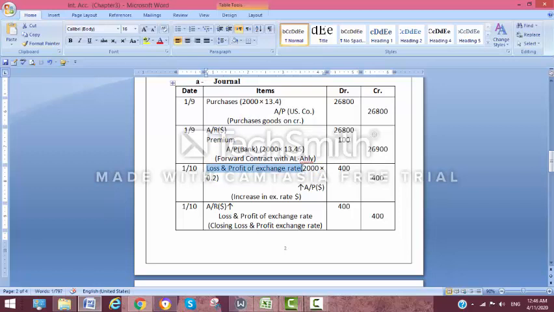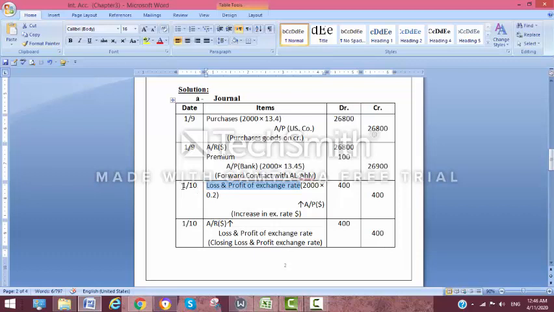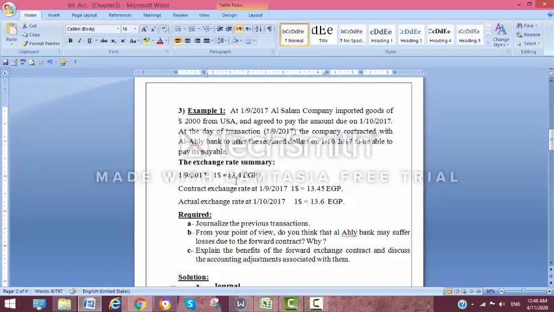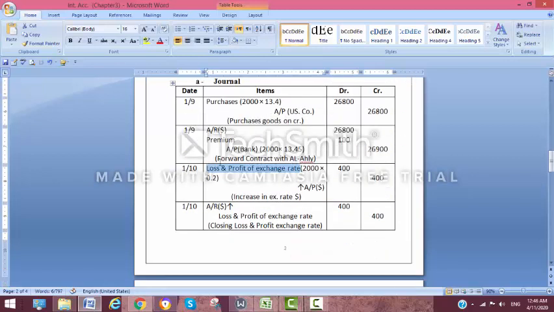In the journalized entry you will write the third transaction on 1 October, after 1 month. This is a loss because the exchange rate increased from 13.40 to 13.60. The loss of exchange rate is by debit, and the closing is by credit in accounts payable. Why accounts payable? Because it has not been paid until now; that means this is accounts payable to the US company.